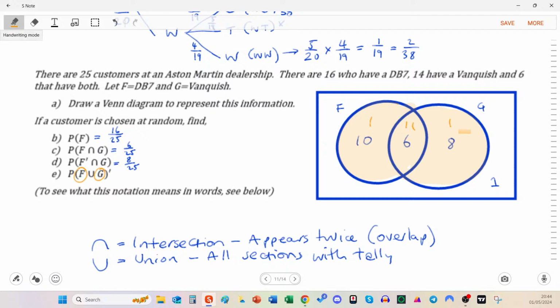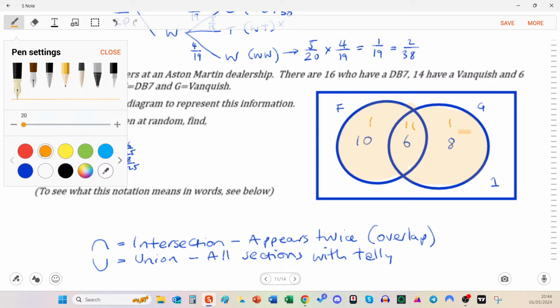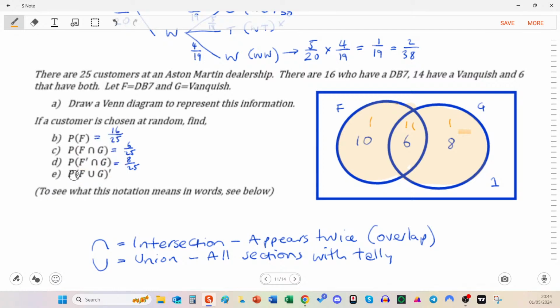And what we're looking for actually is the complement of that, because in fact we don't want that. We want everything that isn't. And as you can see, the only thing that it isn't is the number 1 on the outside. So that's going to be 1 over 25.